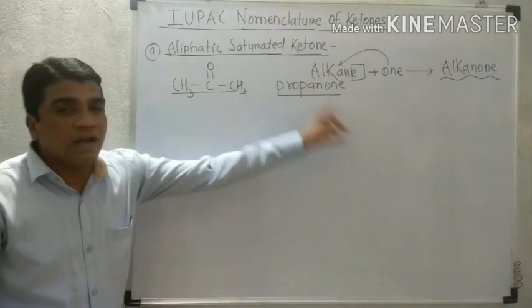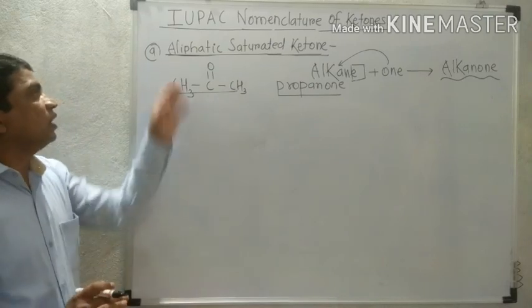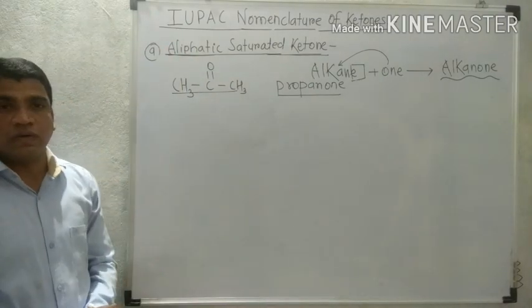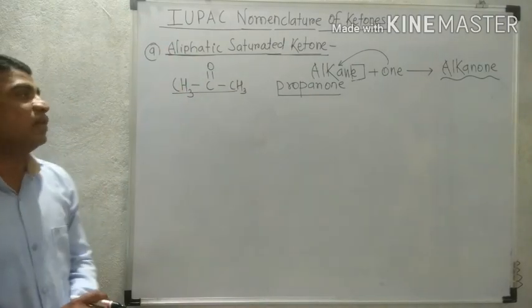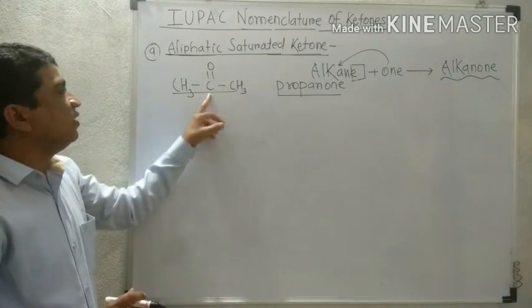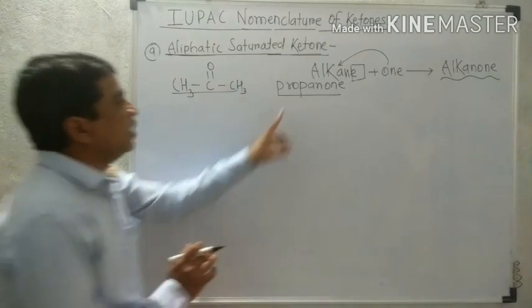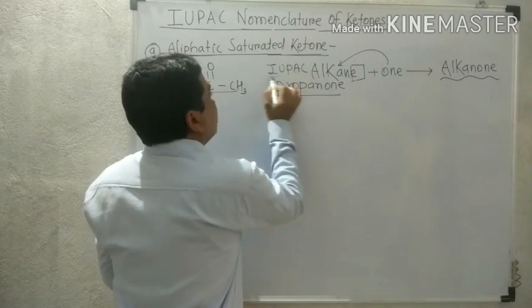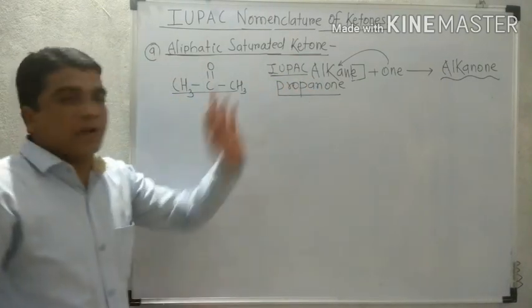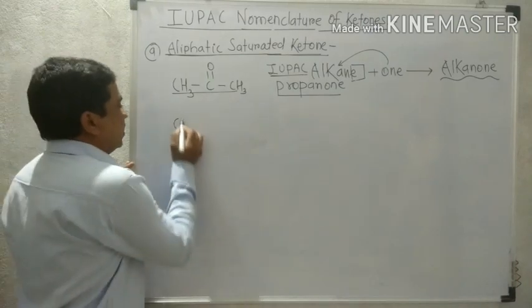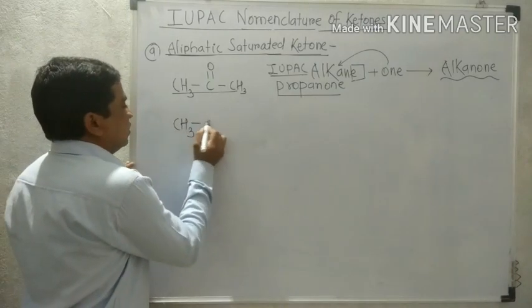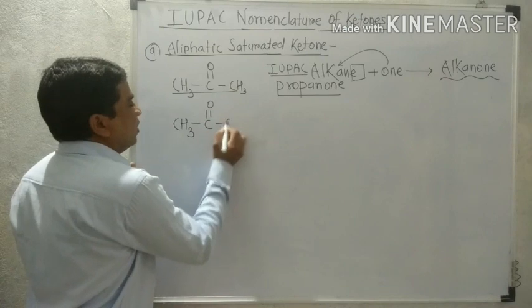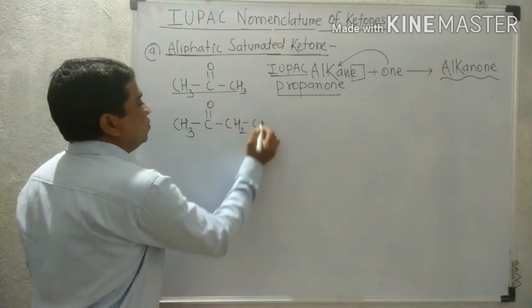This is propanone, the first aliphatic saturated ketone, the smallest aliphatic saturated ketone, that is CH3COCH3. The IUPAC name for this structure is propanone. After this structure, for example, CH3COCH2CH3.